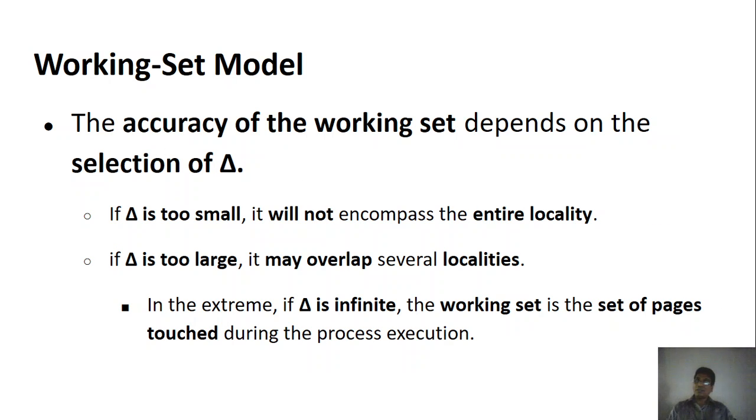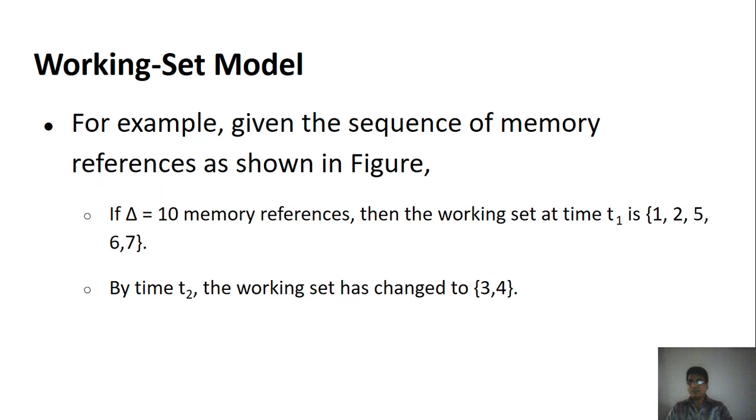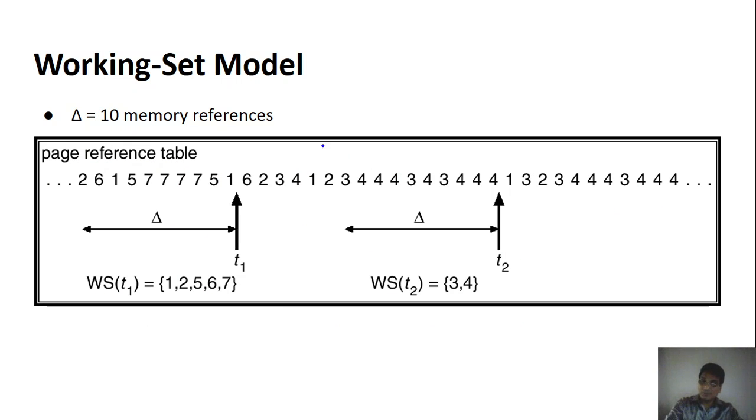Delta is how many? If the working set is too small, it will not fit the entire locality. For example, if you say I will take only 4 here, it may not accurately cover all the local references. In that case they will generate the page fault.